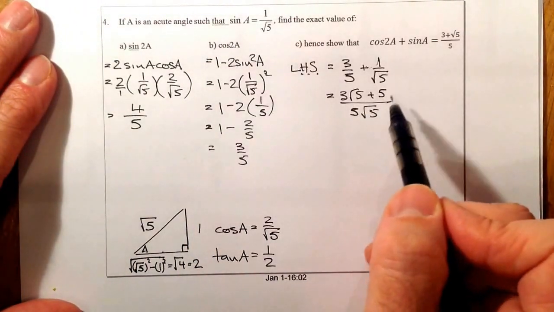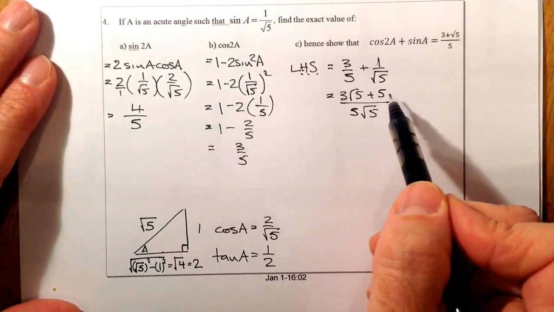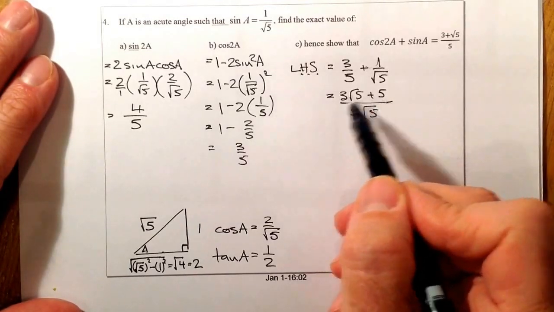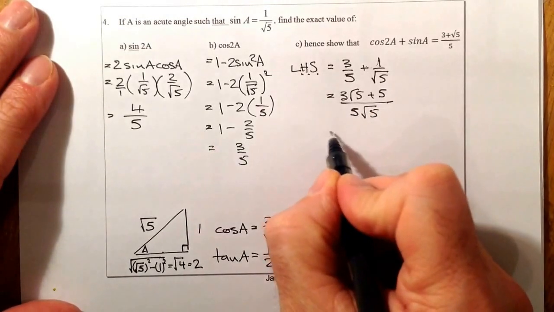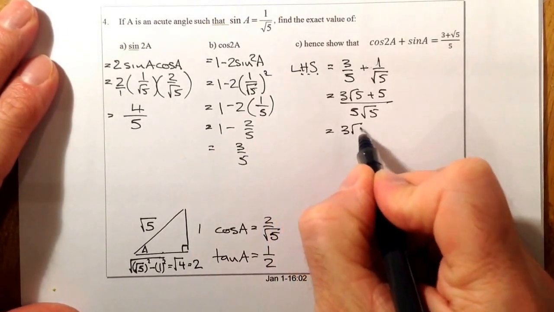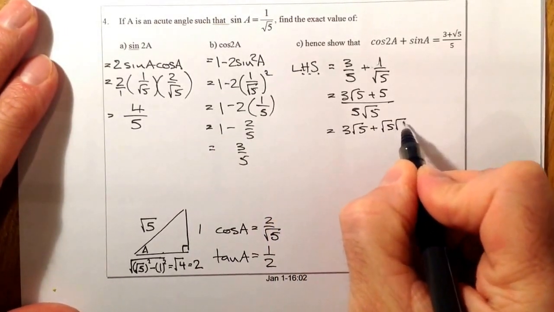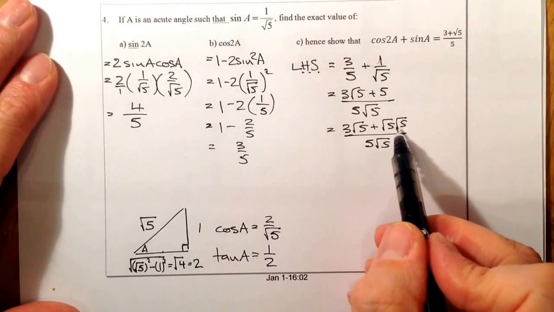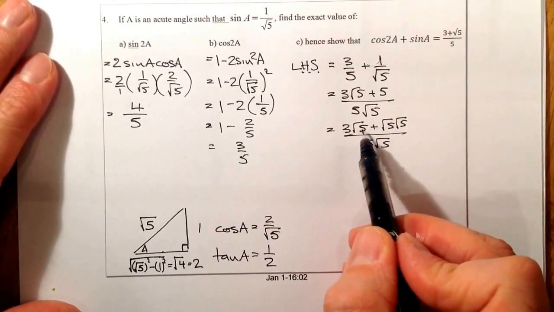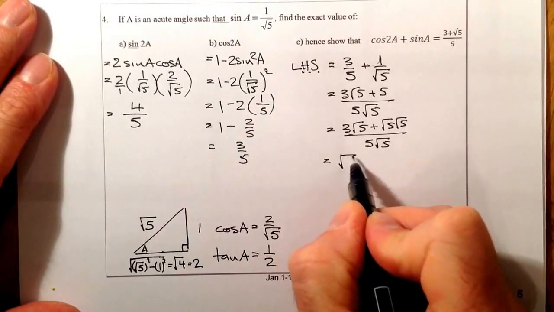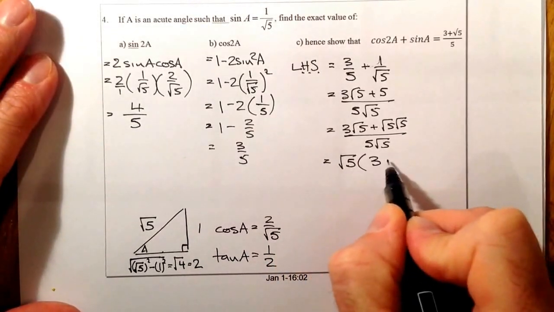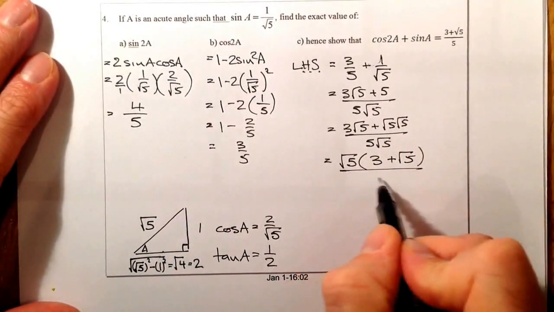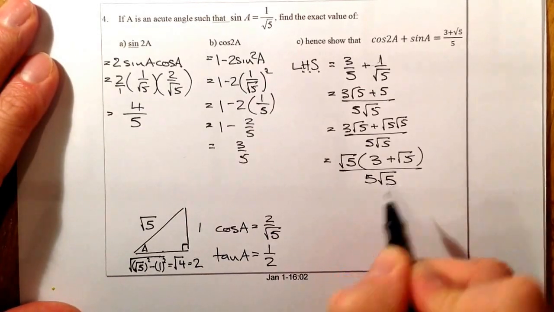So one thing that I can see possibly here is that I could break 5 down to root 5 times root 5 and possibly take a common factor out. So let's have a look at that. So that would be 3 root 5, plus root 5 times root 5, that's just the same as 5, over 5 root 5. Now I've got root 5 on the top here and here, so I can take that out as a common factor. So root 5, and then in the bracket I would have 3 plus root 5, and that's starting to look more like the answer that I'm trying to get, and that's all going to be over 5 root 5.